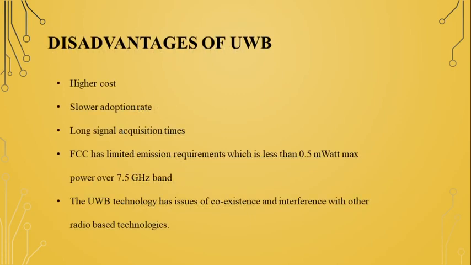And next are the disadvantages. Of course, any system has advantages and disadvantages. The disadvantages mainly include high cost, slow adoption rate, and low signal acquisition time. The FCC, Federal Communications Commission, has limited the emission requirements, that is, power emission should be less than 0.5 milliwatt, with maximum power for the 7 gigahertz band. UWB technology also has issues of coexistence and interference with other radio baseband technologies.